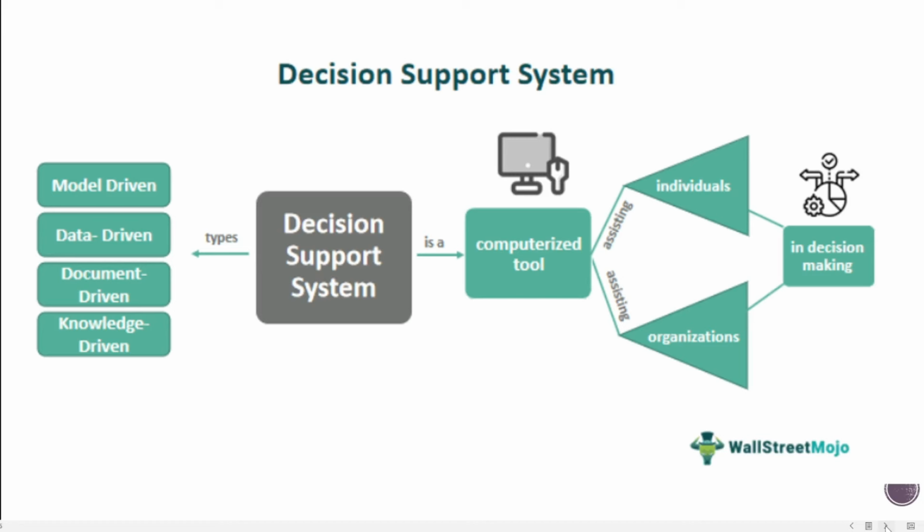Okay, so a DSS again is a computerized tool designed to assist individuals and organizations in the decision-making process. It aims to facilitate and enhance the quality of decisions by providing relevant information, models, or data analysis tools. Okay? Normally, meron na tayong types of DSS. Pag-usapan din natin yan later. It could be model-driven, data-driven, document-driven, knowledge-driven. Pag-usapan natin yan later. So, makikita mo to, computerized tool, the central component of your DSS.